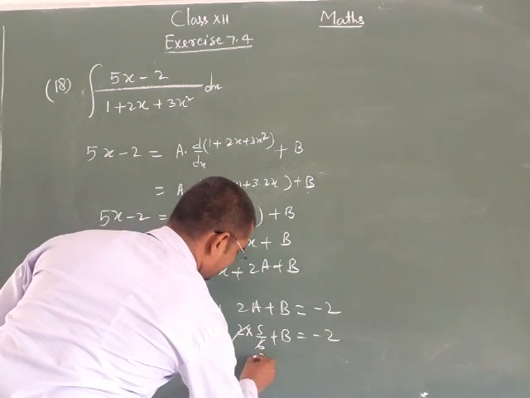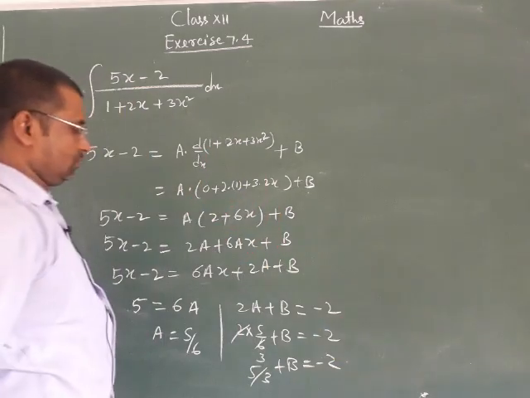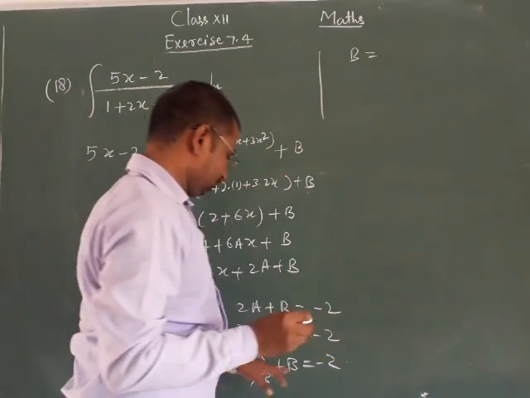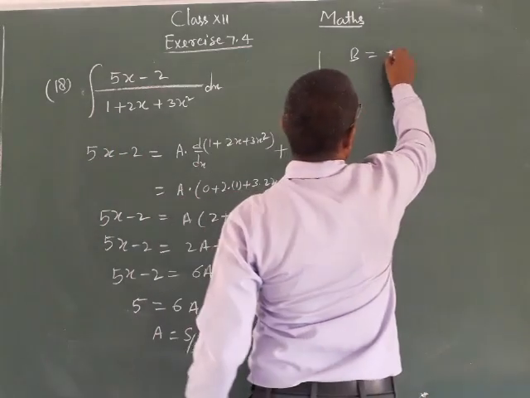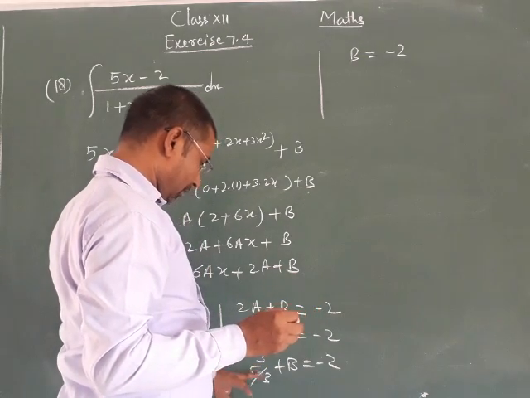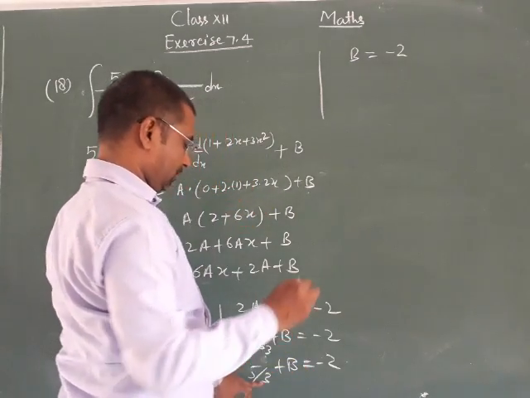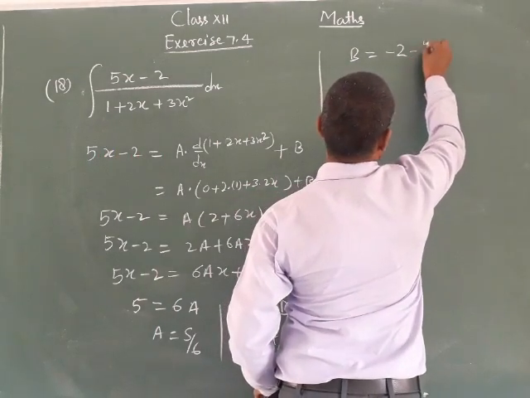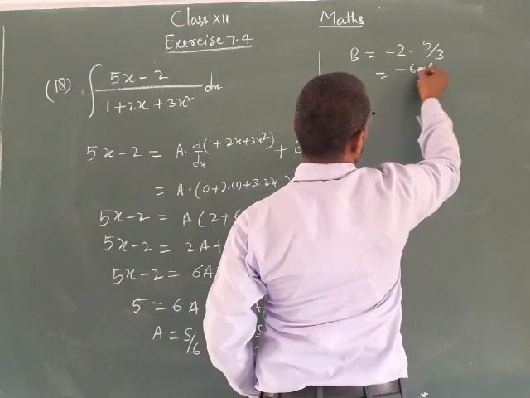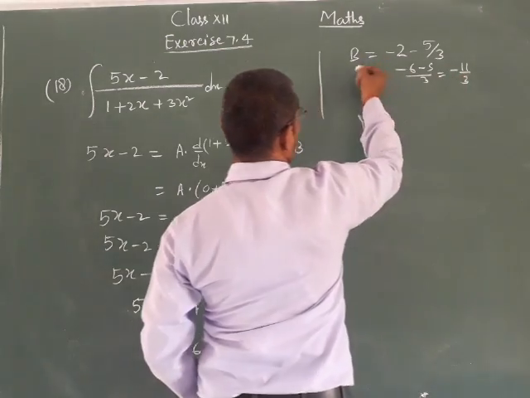So 5/3 plus b is equal to minus 2. So b is equal to minus 2 and 5 upon 3. So 5/3 minus 5/3. So 3 2s are 6 minus 5/3. So we get minus 11 upon 3, the value of b.